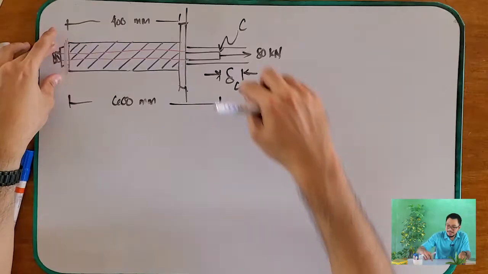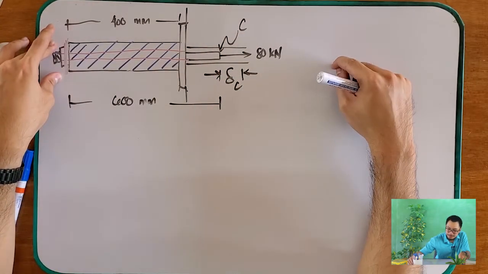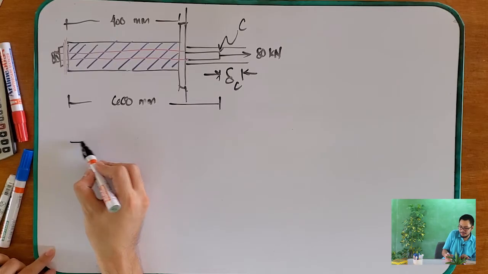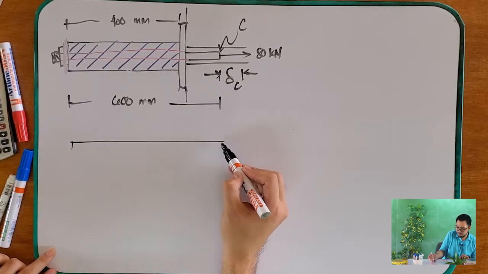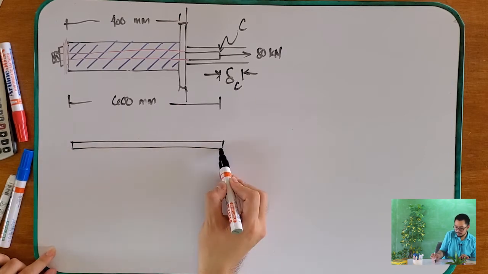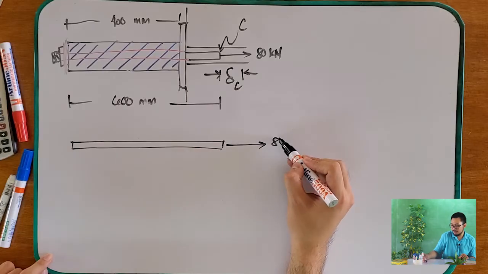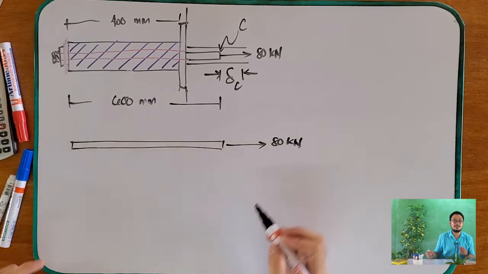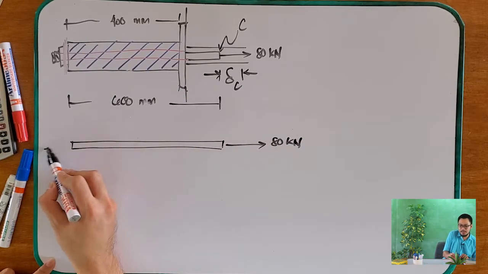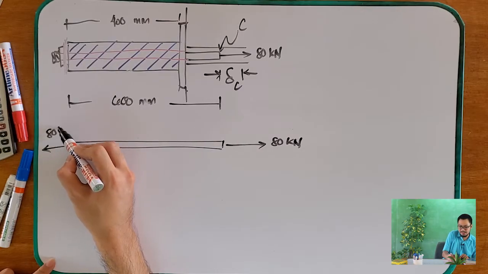Okay? And our rod is pulled toward here. So what will happen to our rod? This is your rod. Our rod is pulled with 80 kilonewtons. And by equilibrium, you know that it is pulled with 80 kilonewtons here. So our rod is subjected to tension of 80 kilonewtons.